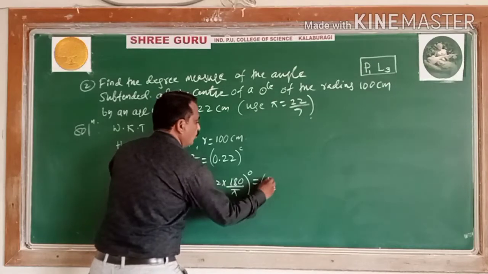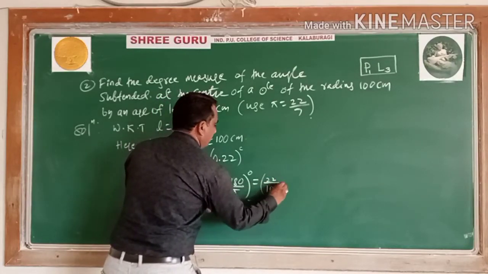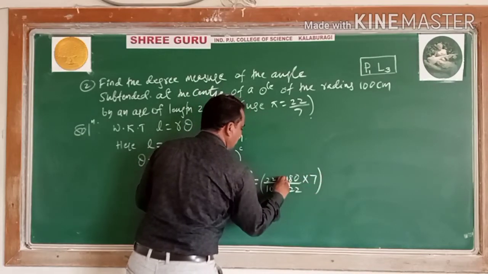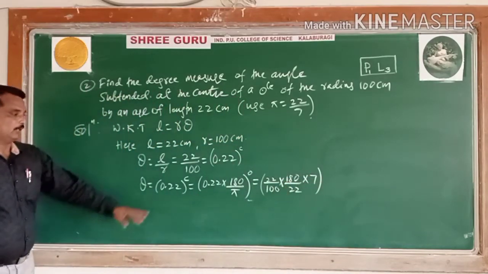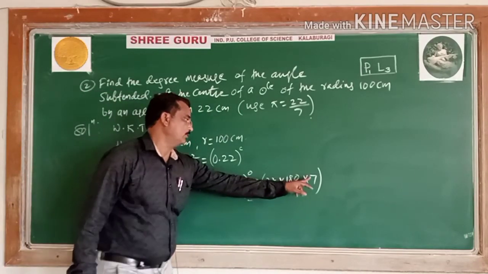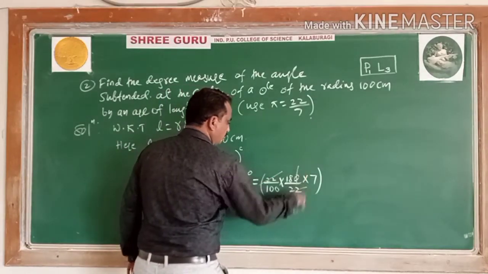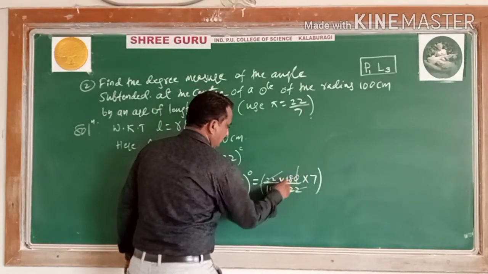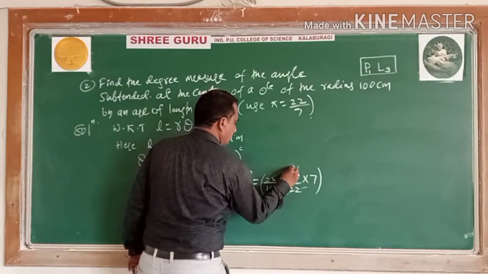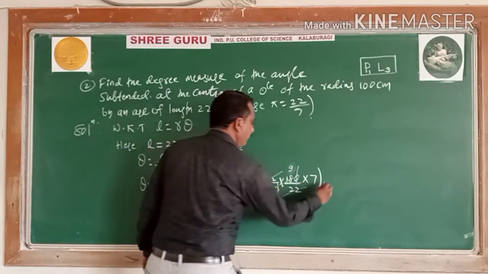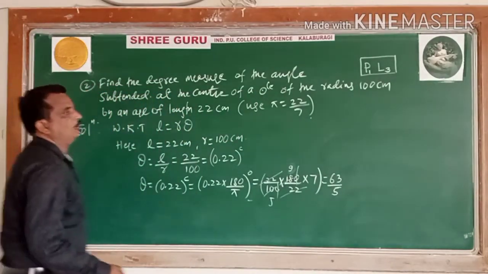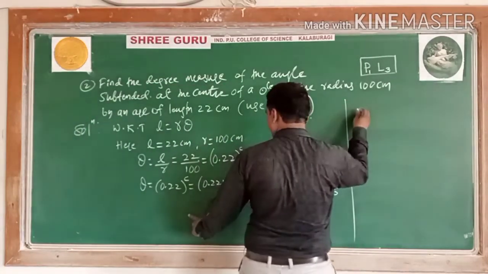Again, this 0.22 can be written as 22 by 100, and 180 by pi as 180 by 22 by 7. Very simple simplification. This 22 and this 22 cancel, the zeros cancel, 5 into 5 is 25 and 9 into 2 is 18. So how much is it? 63 by 5. See, 63 by 5, how much do you get? Here I will do the simplification.